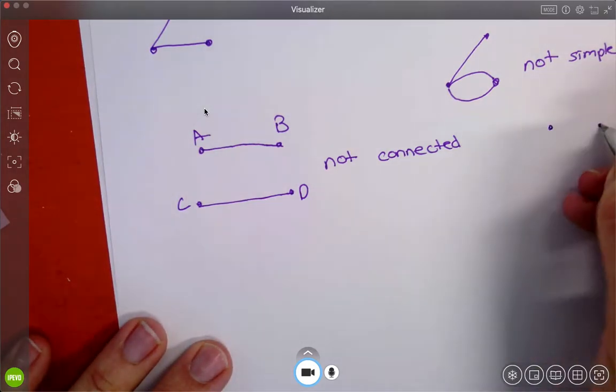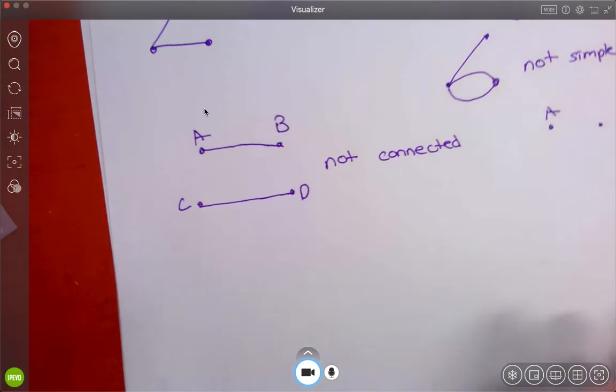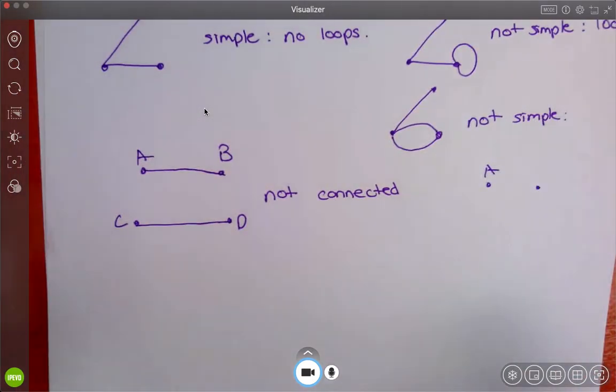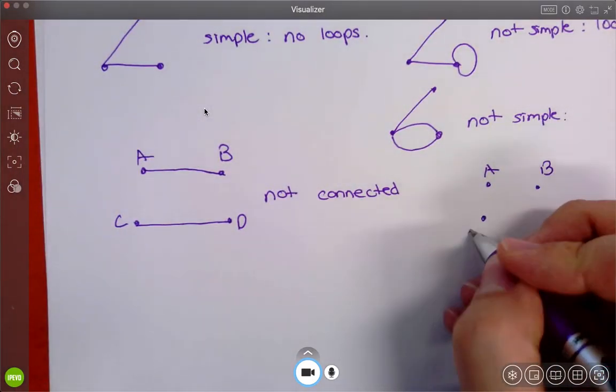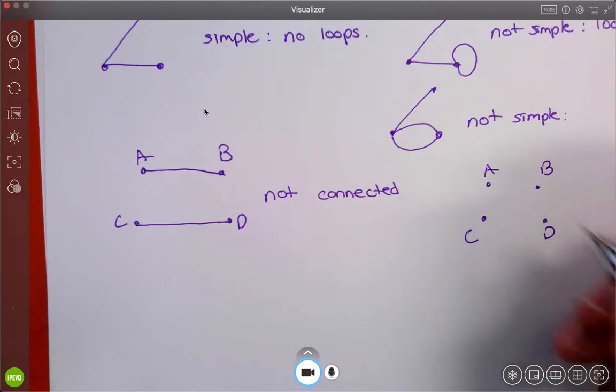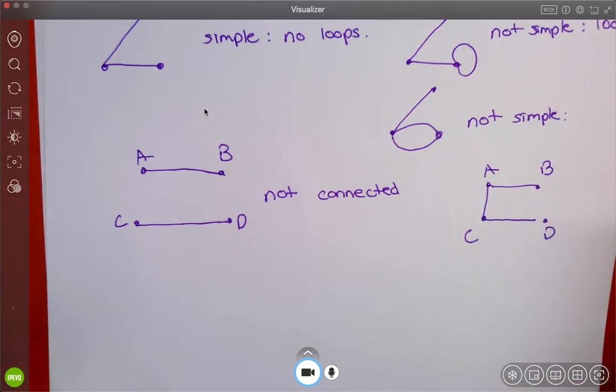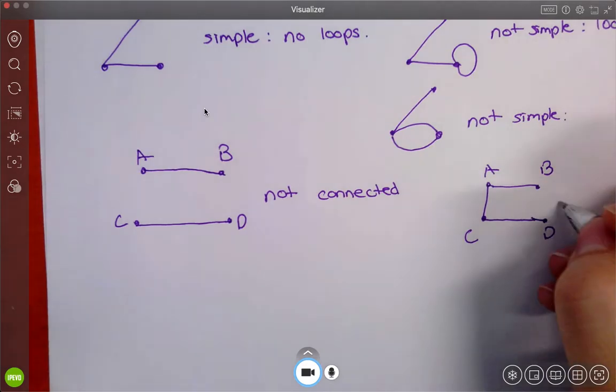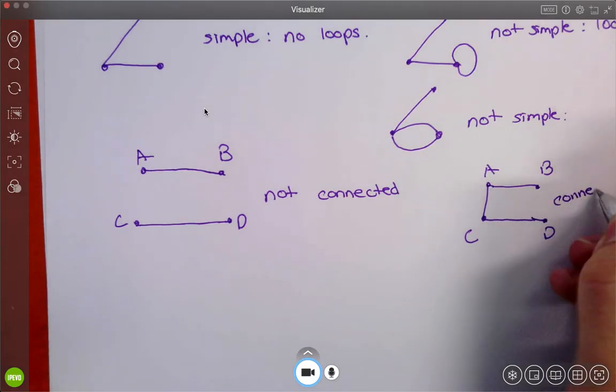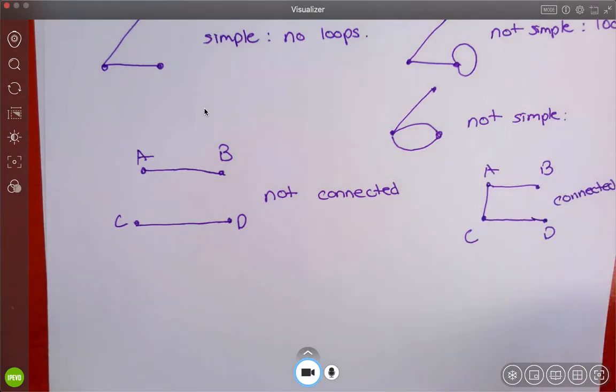An example of connected, right? I'll fix this for you. So A, B, C, and D. If I do something like this, it is connected, because all of the vertices on the graph can touch, okay? There's a line that at least connects them all.